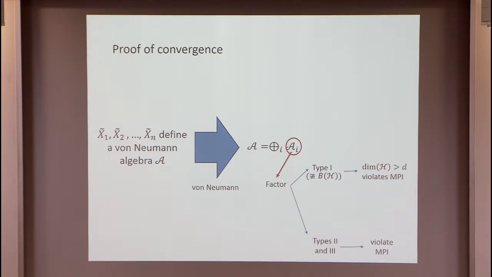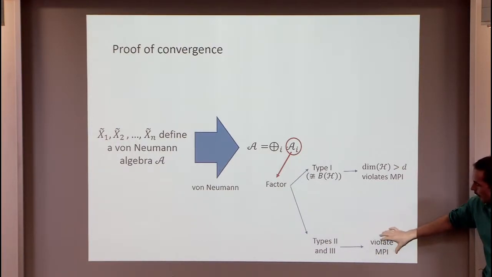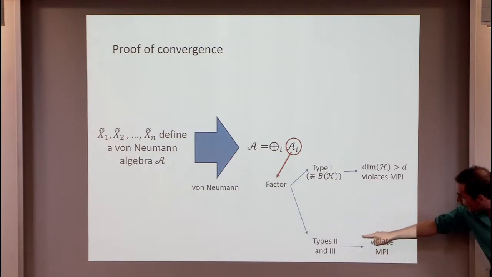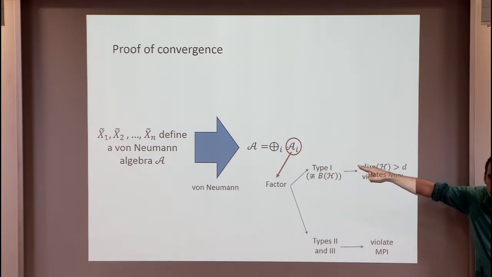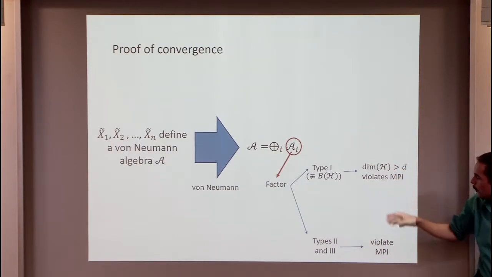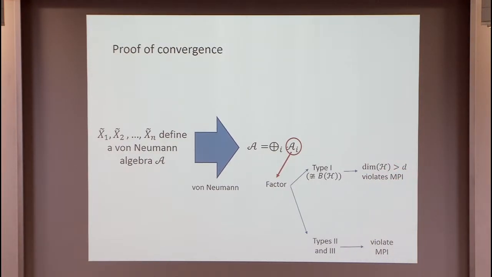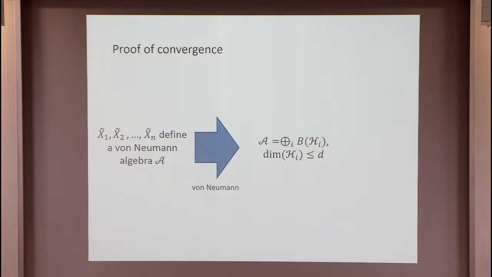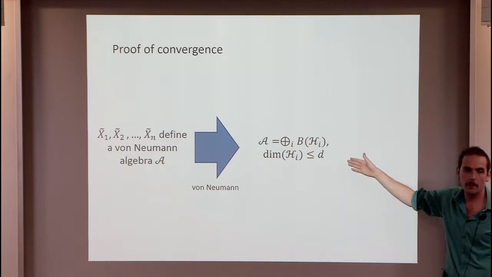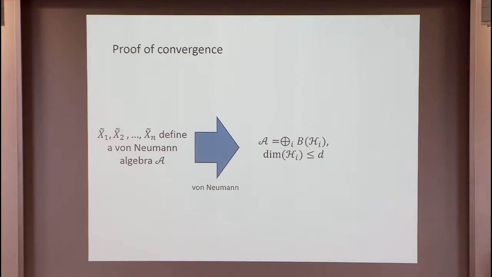Now, it could also be a factor of type 2 and 2 and 3 in principle, but actually it cannot, because in this case it's a bit more complicated, but you saw that if that were the case, you could also allow these things to violate the matrix polynomial identity. So the result is that you can block diagonalize all these operators into blocks that have dimension at most d. So here you're keeping d fixed and taking k to infinity, right?